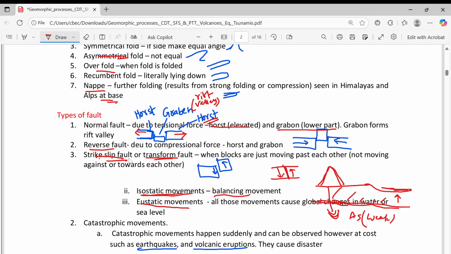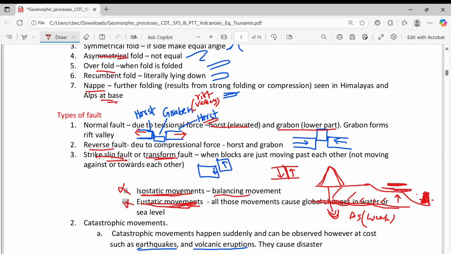Then eustatic movements means processes that add water to the ocean or to the sea level. For example, glaciers are melting. That is also a eustatic movement, you can say. For example, take the ocean floor, and one volcano has come out. Then sea level will increase because more land has come. For example, you put one stone in water, the level of the water will increase. That is what will happen when a volcano comes. That is eustatic movement. These two are not important.